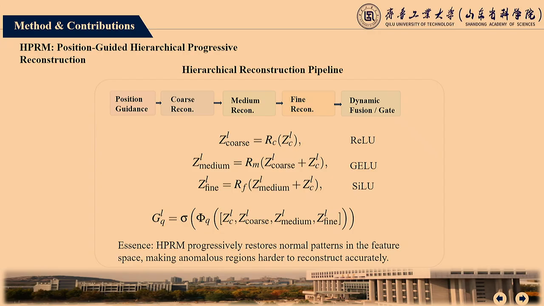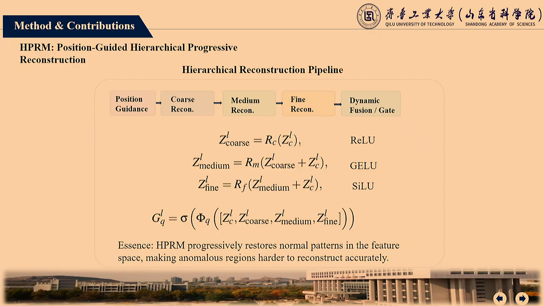Coarse level reconstruction mainly focuses on the overall structure. Medium level reconstruction supplements local region information. Fine level reconstruction is used to recover more subtle geometric features. Each reconstruction branch consists of two linear layers, one nonlinear activation function and one dropout layer. The main difference lies in the activation function used at each level.